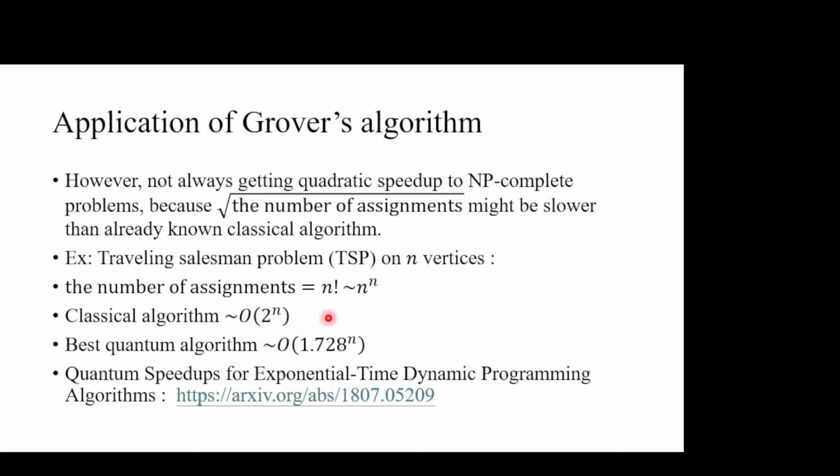So if you just use Grover search here, you get square root of n factorial, which is about square root of n to the n, and that's actually worse than the best classical algorithm of order 2 to the n. So you need to do this smarter, and you can get a quantum speedup of 1.728 to the n. And here is some reference you can look up to see how you get this quantum algorithm.